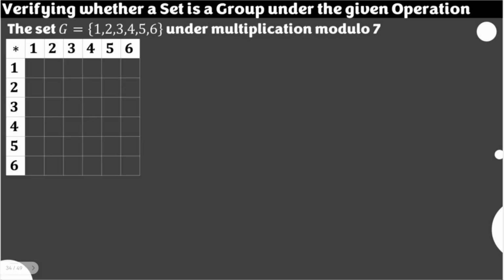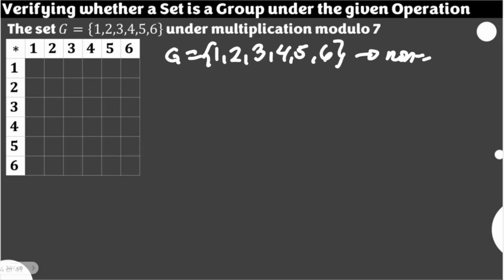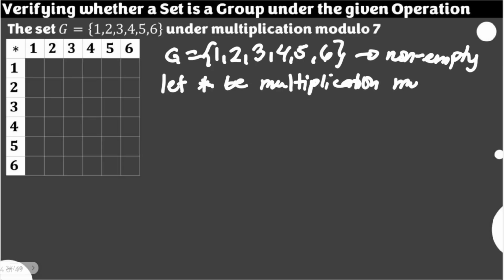that obviously our set G with components 1, 2, 3, 4, 5, and 6 is non-empty. And with that, let us try to identify whether the given operation is closed so that we can really determine that the operation is a binary operation. So let's define star as multiplication modulo 7, so that we can invoke the use of star later on as we have defined it already.